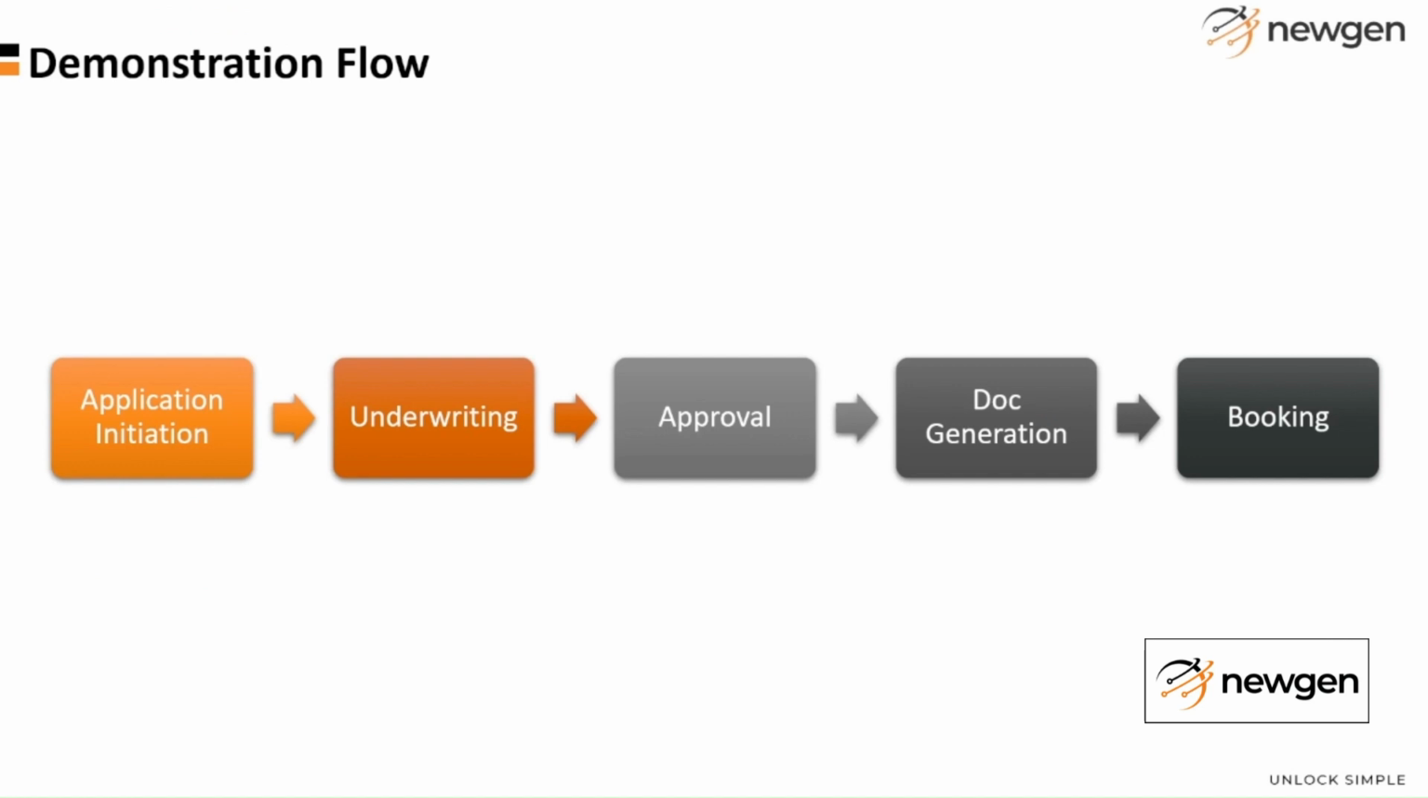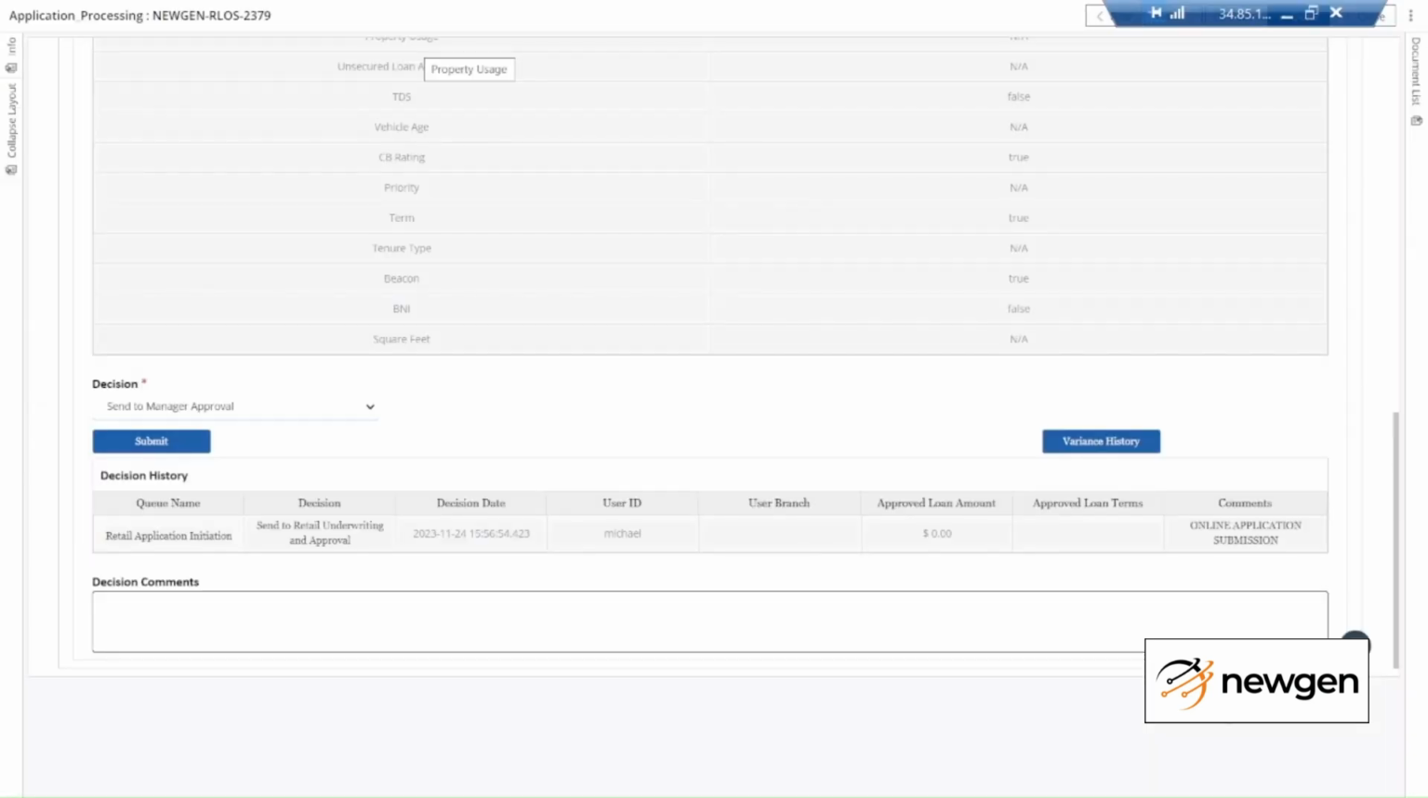Before we move this application forward, I thought this would be a good time to pause and give you a quick overview of the flow that we'll be continuing with. We did see the borrower application initiation at the online application portal. We've just walked through the underwriting step, and I'm going to send this for a manager approval, after which we will go through document generation and then finally booking to end the process here. So let's continue forward.